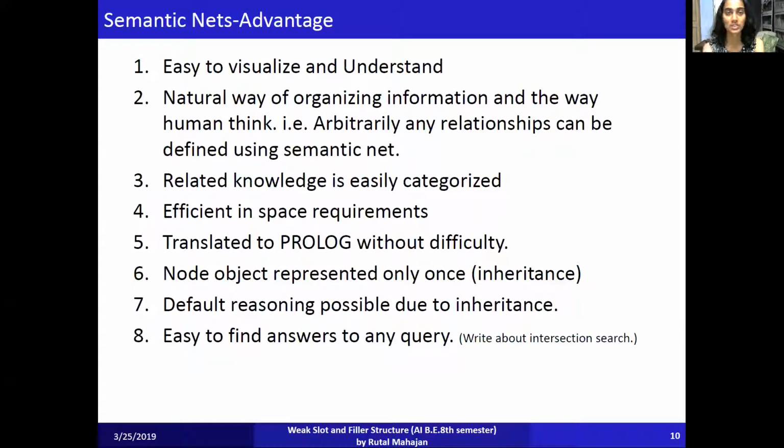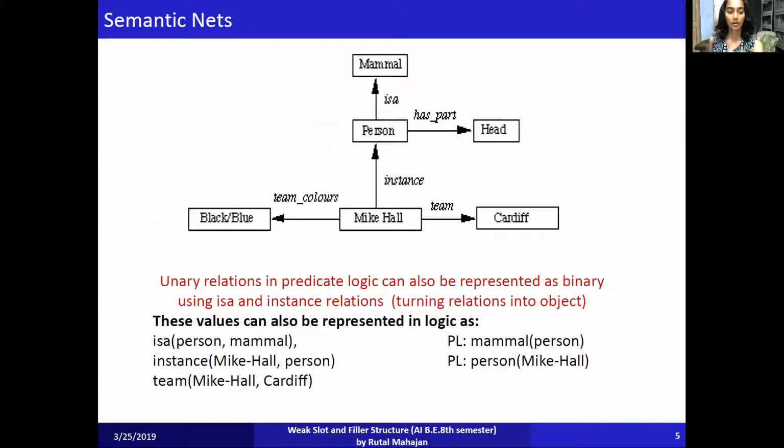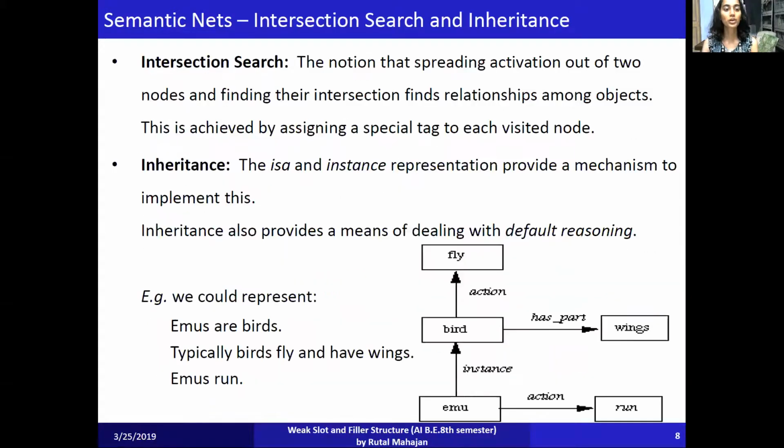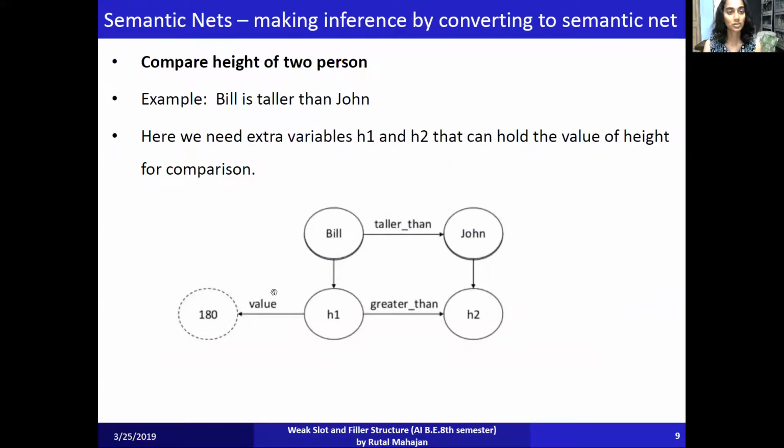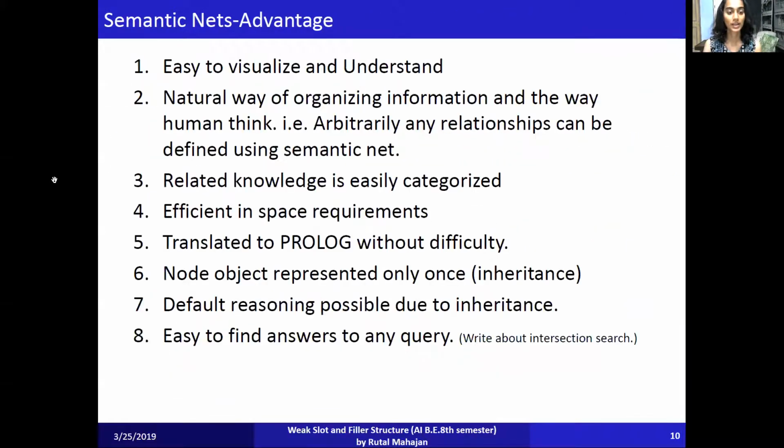Efficient in space requirements: we need to store only attribute value pairs, that is, the relationship and the ordered pair of the two concepts it relates. Translated to Prolog without difficulty: we have already seen that the statements are very similar to Prolog statements. Node object represented only once, due to the inheritance property. Default reasoning, also due to the inheritance property of semantic net. Easy to find answers to any query, like we just saw using intersection search. So those are the advantages of semantic net.